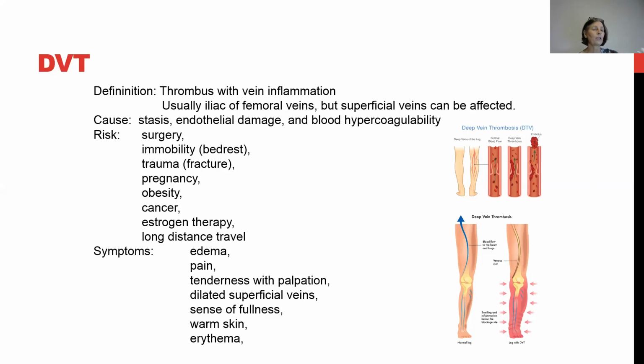So who's at risk? Patients who've had surgery, patients who are immobilized. That hits our patients. Patients that are trauma patients. That's also my mobility patients. Pregnant women, obese patients, cancer patients. Cancer patients have that hypercoagulability. Estrogen therapy, hypercoagulability. Or long distance travel. Patients that take airplane flights for 15, 16 hours across the world are often high risk for DVT if they don't exercise and keep their legs moving during the flight.